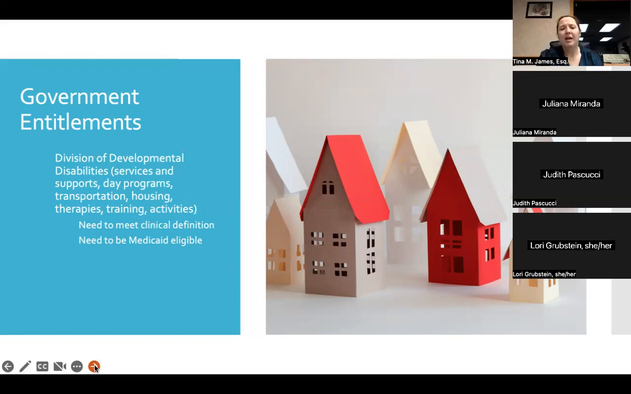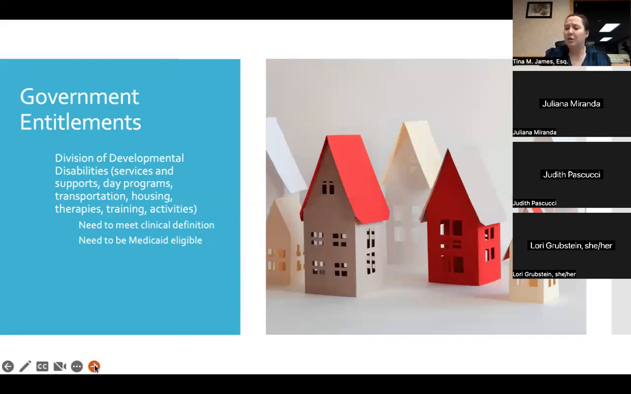DDD provides the services that somebody would be entitled to after the age of 21. This can vary. Much like you have an IEP for school, you have a plan in place with your support coordinator for DDD on how you're going to spend that budget. An individual, based on their disability, is assigned a tier, and that tier correlates to a budget. How they spend that will vary from person to person, and it can cover things like their day program, transportation, and housing. This is where you need to get on the list for a group home or supported living in an apartment. Therapies, training, and other activities could all be covered by an individual's budget through DDD.